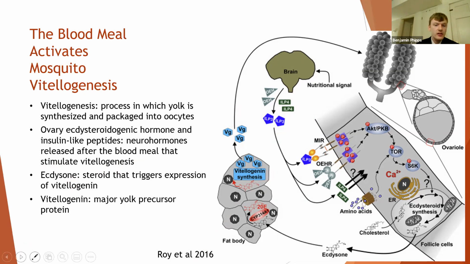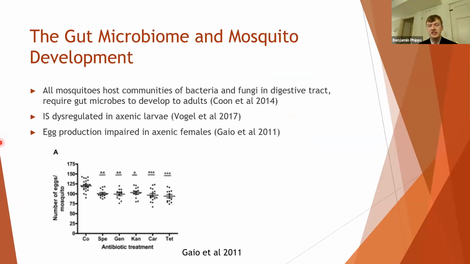And another unknown is precisely what signals after the blood meal trigger this neuropeptide release. There's some evidence to suggest that microbial metabolites are the stimulant, because firstly, all mosquitoes host communities of bacteria and fungi in their digestive tract, and they require, under standard rearing conditions, gut microbes to develop to adults.